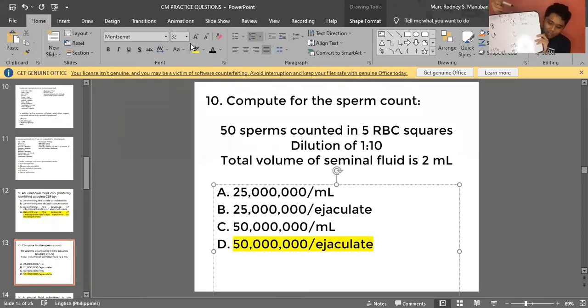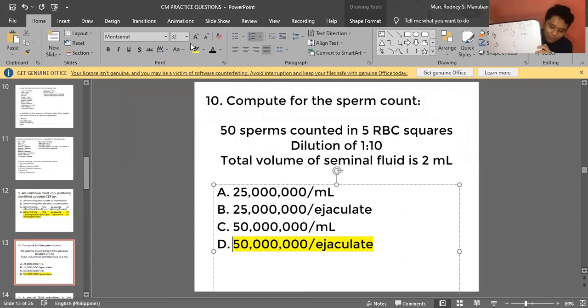Okay? Now, sa pag-solve, 50 times 10, because 50 sperms counted, times 10, dilution factor over, area is 0.2. And remember, 5 RBC squares. And 1 RBC square is 0.04. Times 5, so 0.2. Times, ang imong depth na 0.1, so you will have 500 over 0.02, which is equivalent to 25,000 per UL. So you have to multiply that by 1,000 to get 25 million per ml.